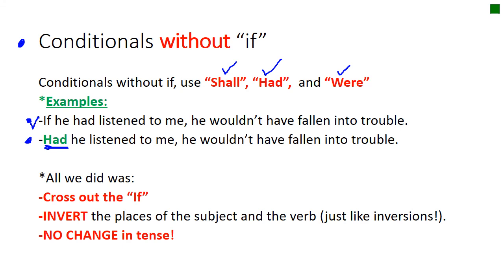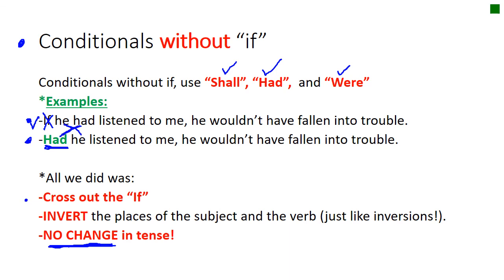Now I will tell you. Step 1, cross out the if. Take a look at it. Step 1, I cross out the if because the next one is a conditional without if. Step 2, invert the places of the subject and the verb. It's basically an inversion, okay? Remove the if, invert, and no change in the tense. This is the coolest part of inversions without if. We don't need to go back in the timeline. With shall, had, and were, when you start with those conditionals, don't change the tense.